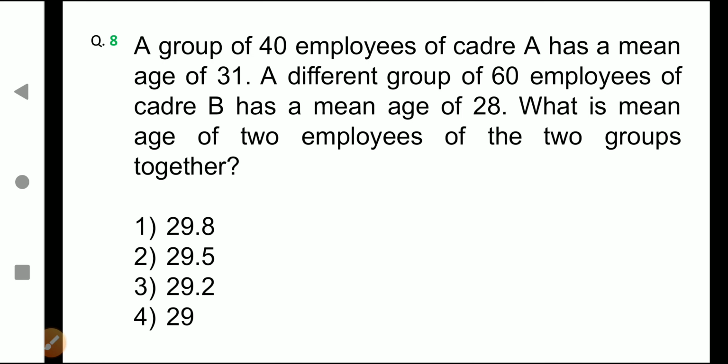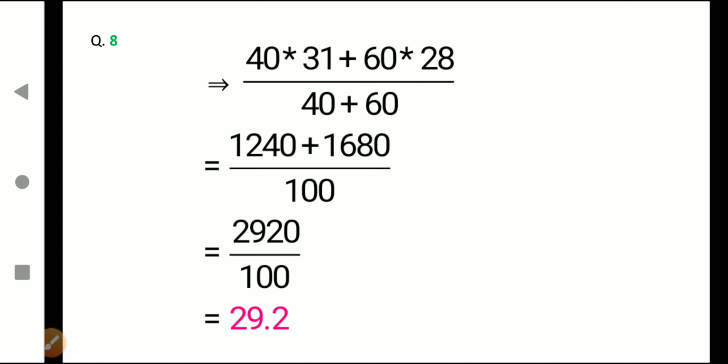Next question: a group of 40 employees of cadre A has a mean age of 31, and a different group of 60 employees of cadre B has a mean age of 28. What is the mean age of all the employees? Here there are 100 employees in total, 40 and 60. So the mean age will be 40 into 31 plus 60 into 28, divided by 40 plus 60. Then we get the mean age as 29.2.